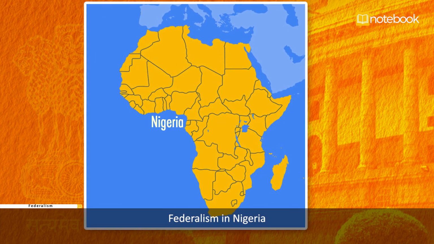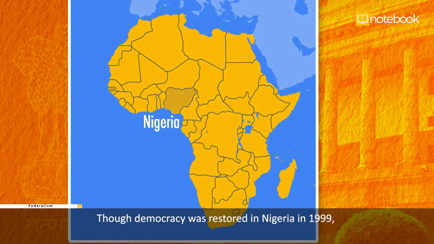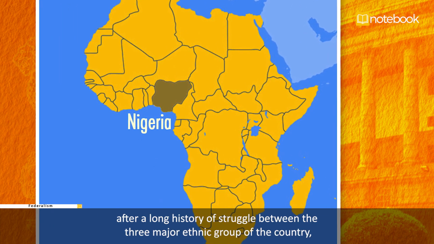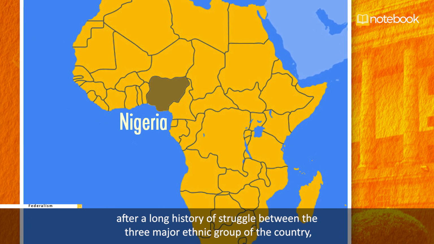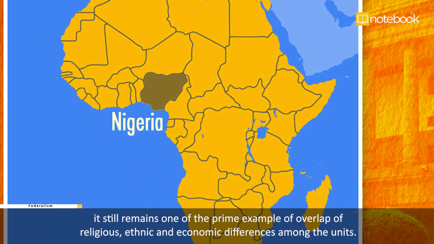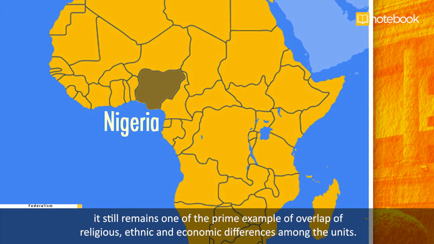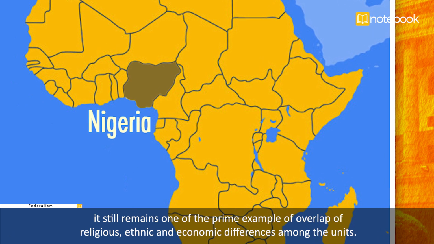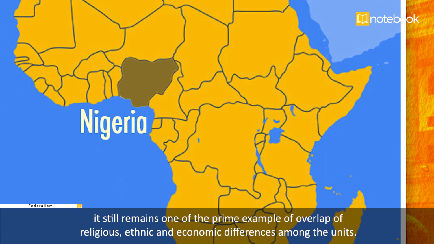Federalism in Nigeria. Though democracy was restored in Nigeria in 1999, after a long history of struggle between the three major ethnic groups of the country, it still remains one of the prime examples of overlap of religious, ethnic, and economic differences among the units.